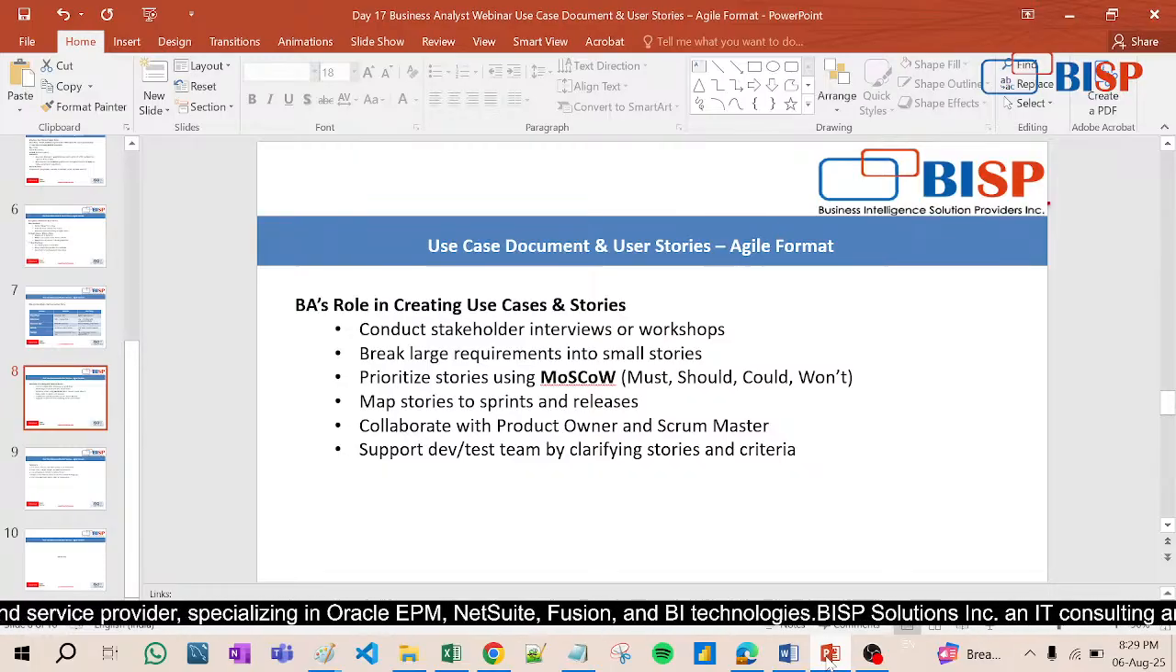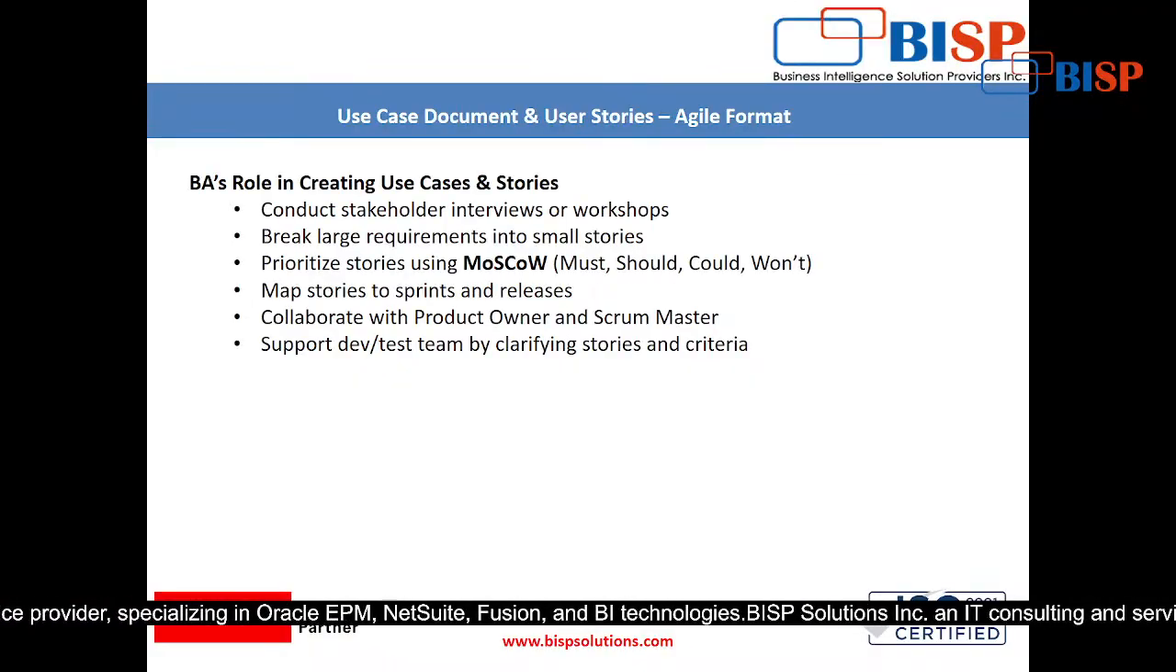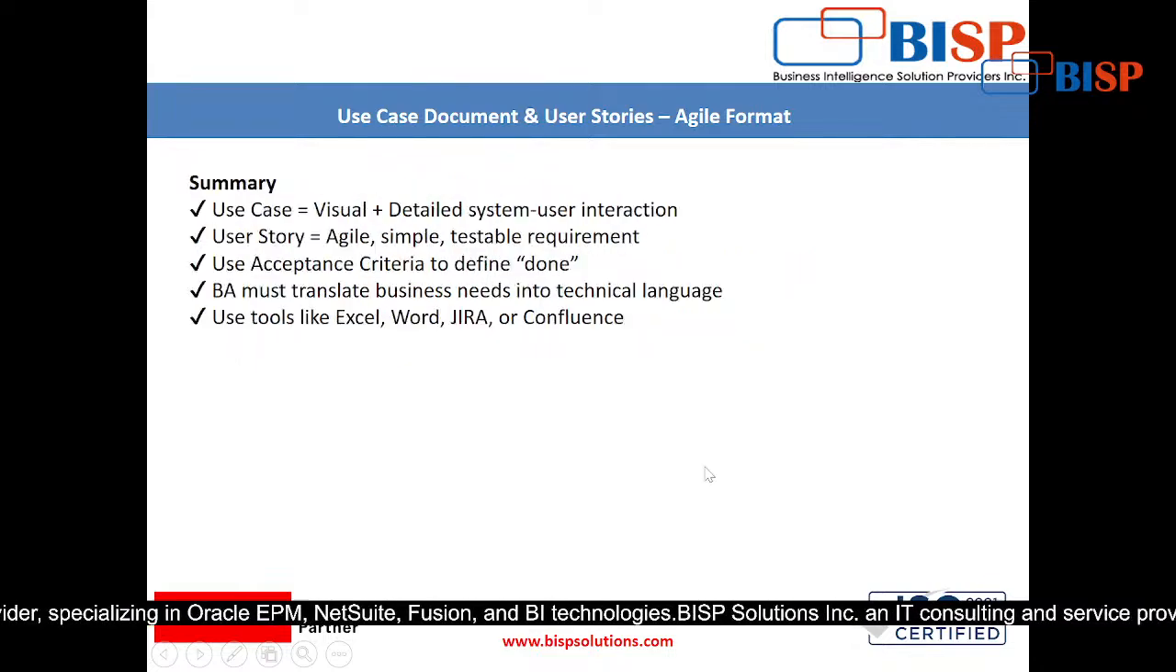Okay, this is how. Now see here, use case, user story. Now see, use case equal to visual plus detailed system user interface, right? As we have seen in the BRD. User story, agile, simple, testable requirement. That's it. Use acceptance criteria to define done, and then BA must translate business needs into technical language.